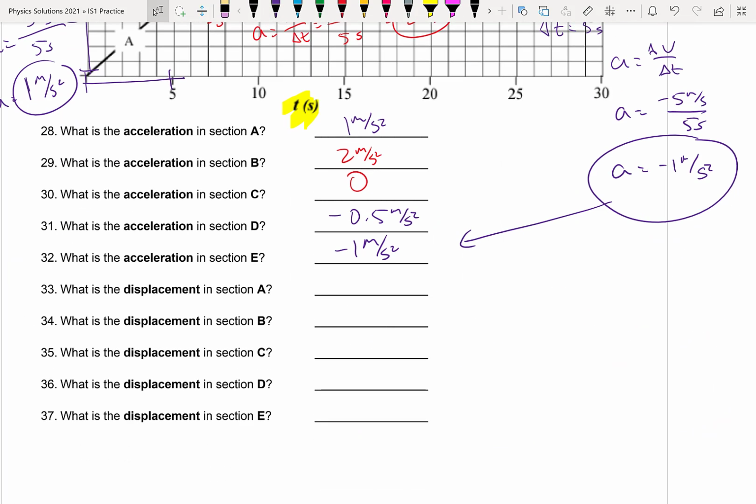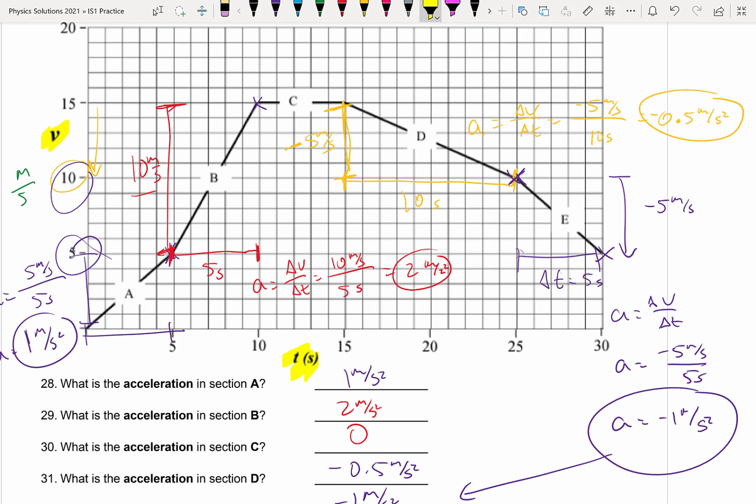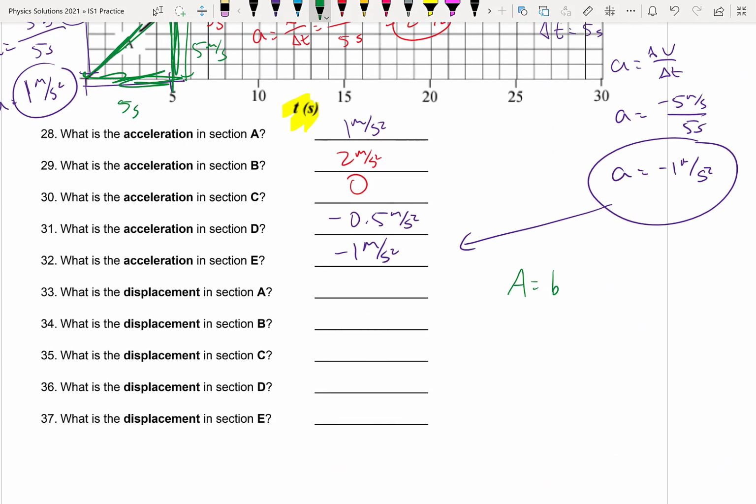Alright, next up it says the displacement for A. So this is a velocity time graph, so the displacement is the area under that velocity time graph. So for 5 seconds, that means the base is 5 seconds. The height is 5 meters per second. So base times height. Base is 5 seconds, height is 5 meters per second. Seconds cancel out, so I get 25 meters.